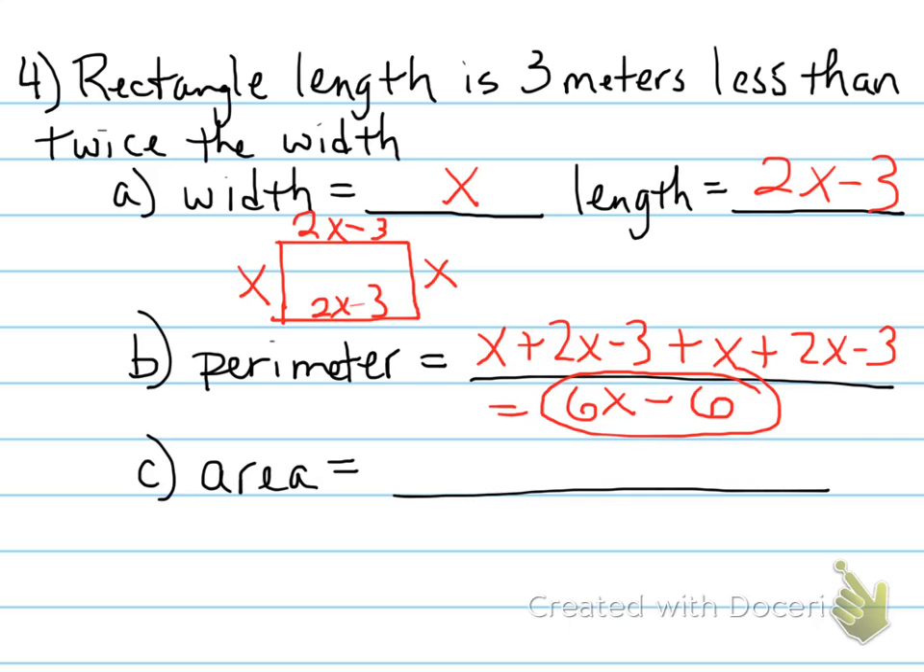Area is length times width. Now I need to realize that that whole quantity, 2x minus 3, represents the length. So when I write the area, I want to write x, my width, times my length. If I forget the parentheses around the 2x minus 3, then I would just have 2x times x. I wouldn't have the x times the negative 3.